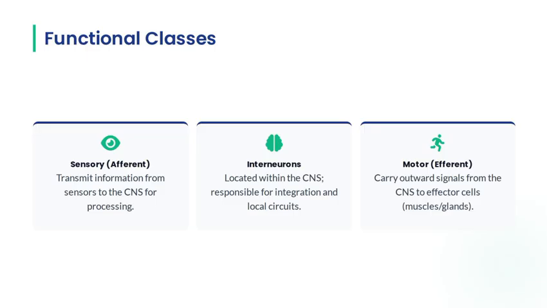So we have three different functional classes. The first one is sensory, and this transmits information from the senses to the central nervous system for processing. The second one is interneurons, which are located within the central nervous system and are responsible for integration and local circuits.